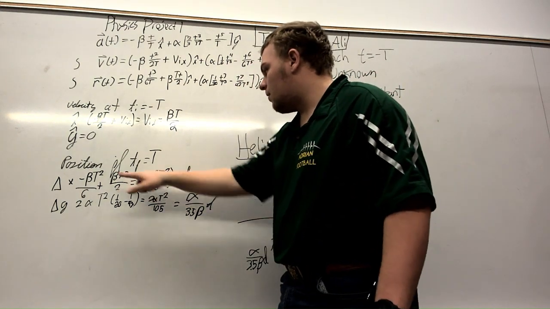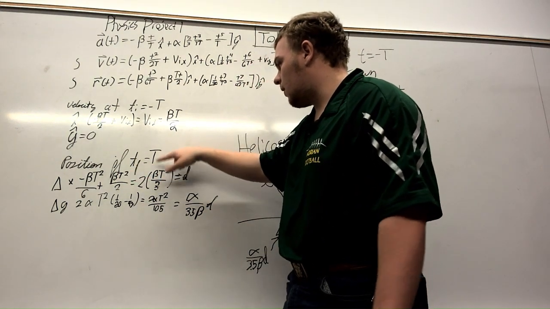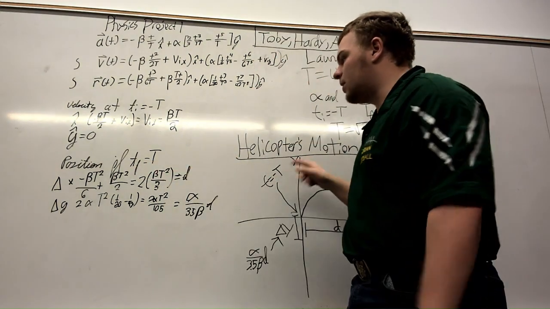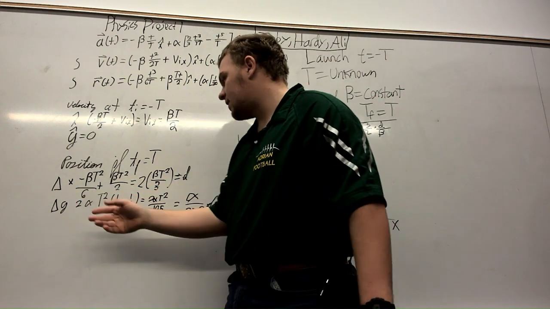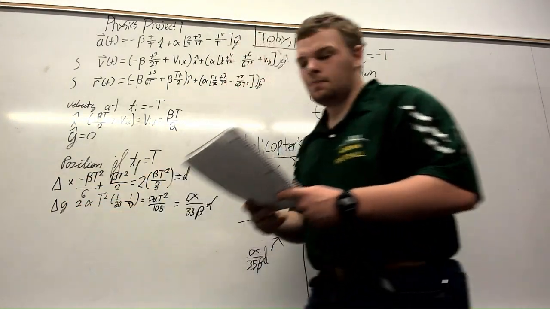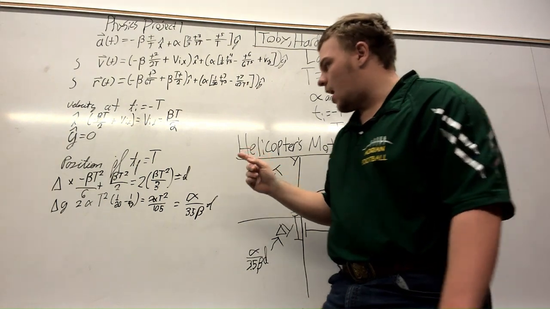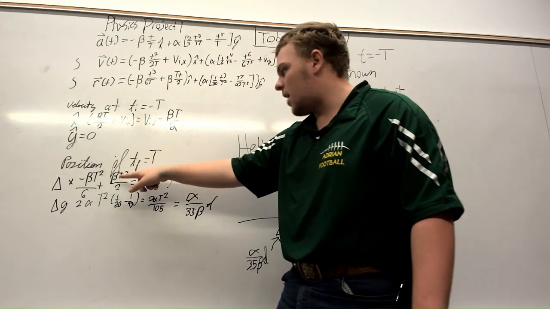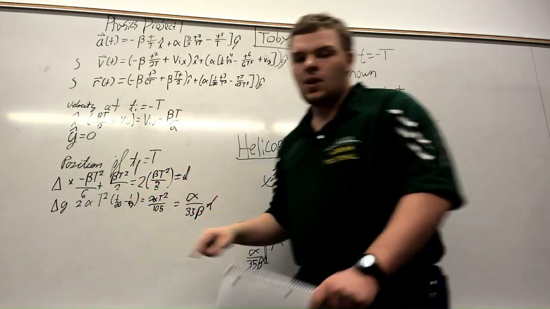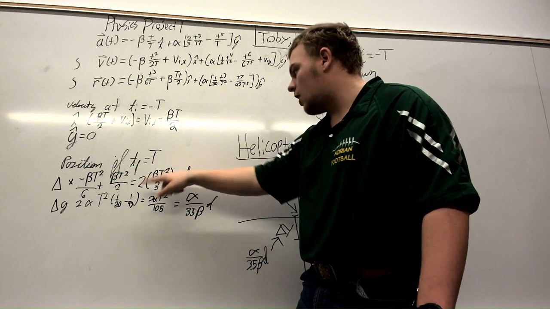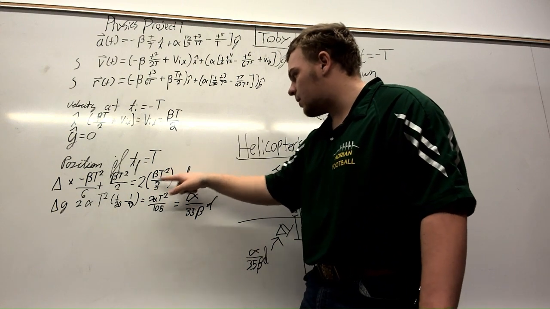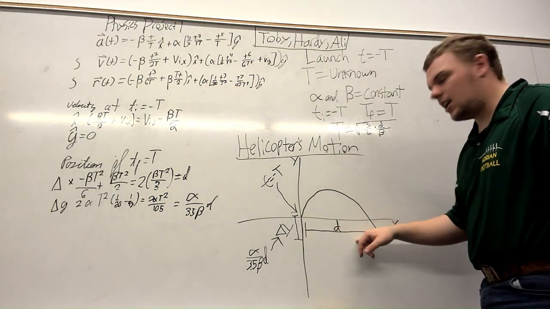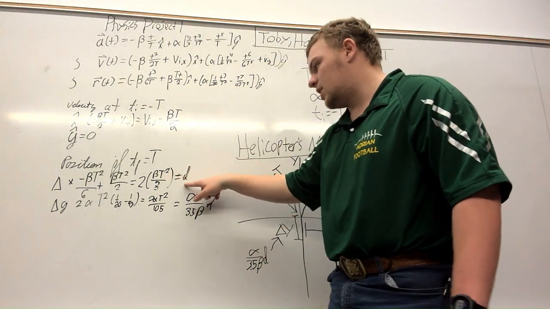Position, if we plug in t final for big T, we're able to get our final positions on the x and the y axis, or the change in x and y. For this, when we plug it in, we get negative beta T squared over 6 plus beta big T squared over 2, which comes out to 2 times beta big T squared over 3. And since we know that the helicopter traveled d distance, we know that this is equal to d.